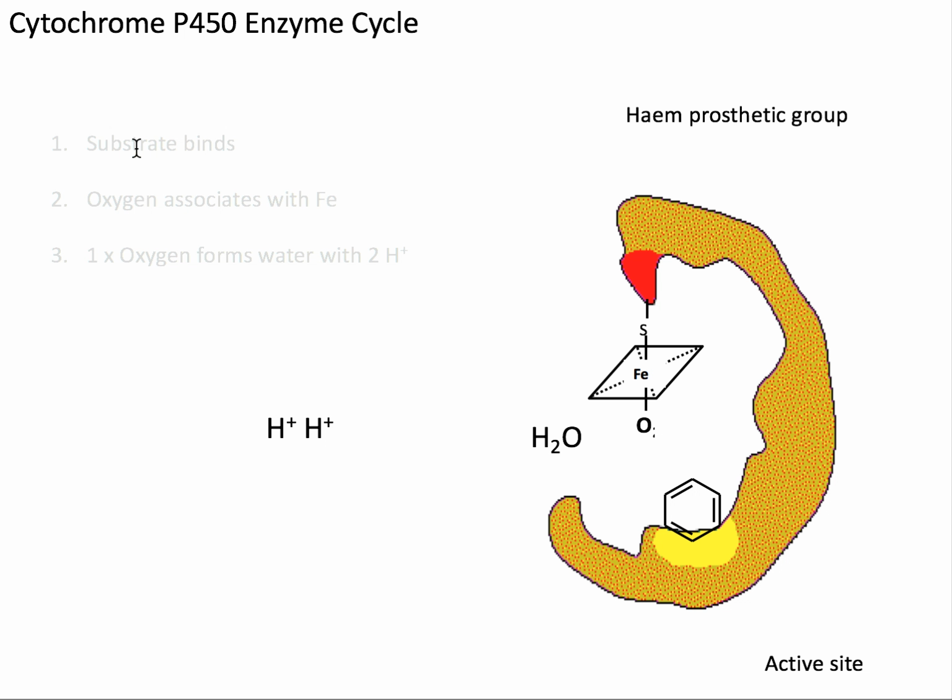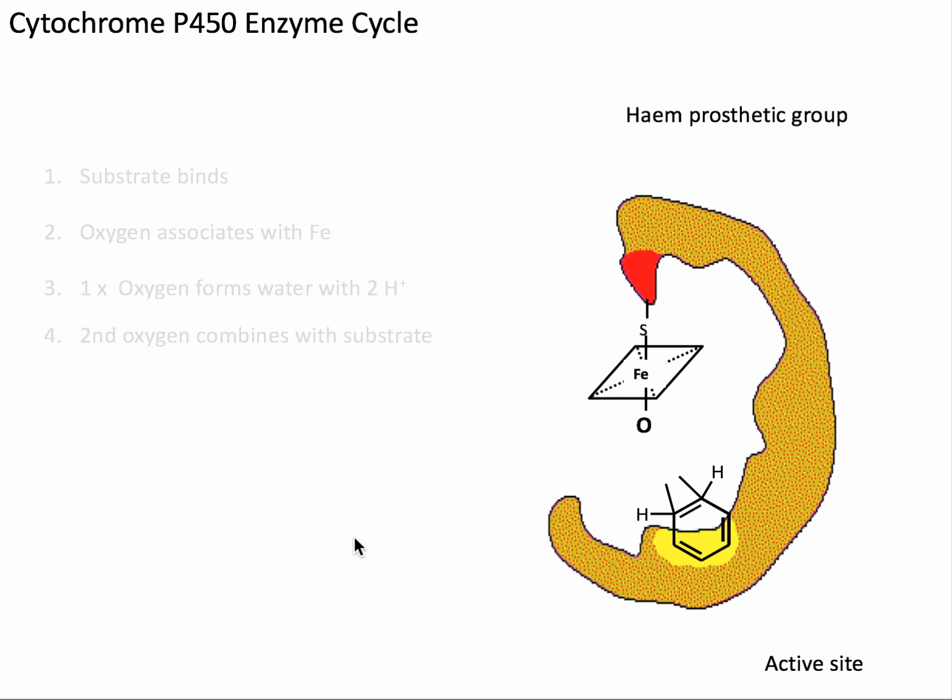Usually, first what happens is the substrate binds, and this is the substrate. You have the benzene ring here, and this is the active site, the yellow bit. Once a substrate binds, an oxygen associates with the Fe, right? Remember, the essential factors or cofactors needed are an oxygen, NADPH, and cytochrome P450 reductase.